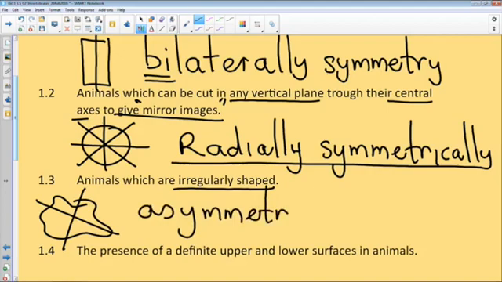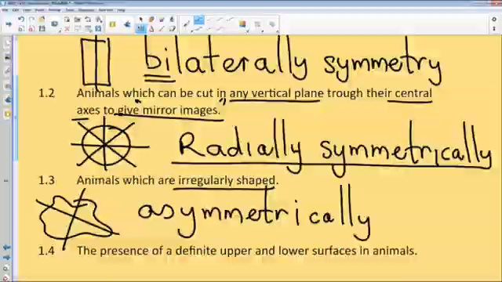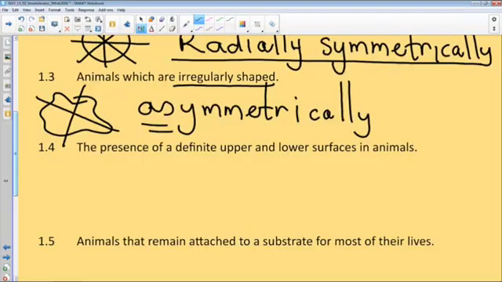Okay, so again, we discussed this as a characteristic feature of the organisms that are less evolved. Some of the simpler porifera, they do not have any line of symmetry, and we refer to them as being asymmetrical. So guys, let's look at the next question. The presence of a definite upper and lower surface in animals. So what does this mean?